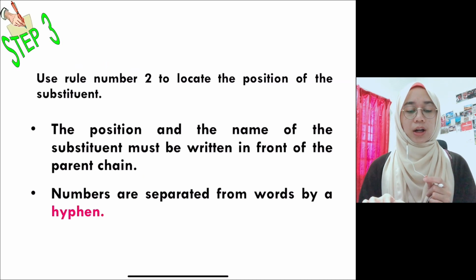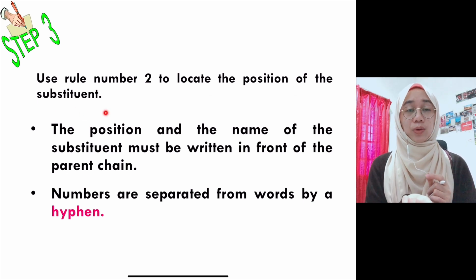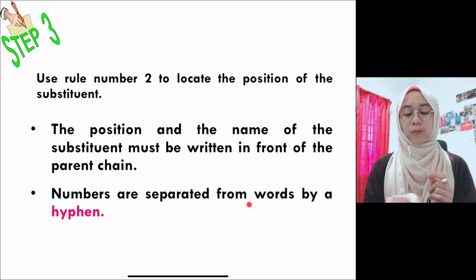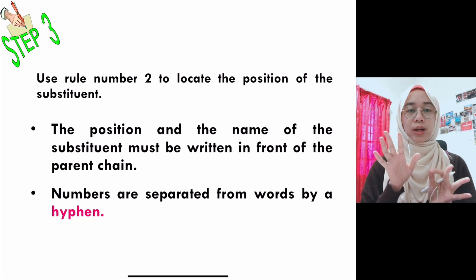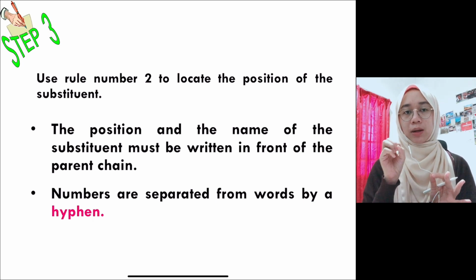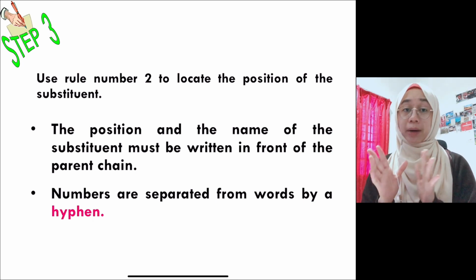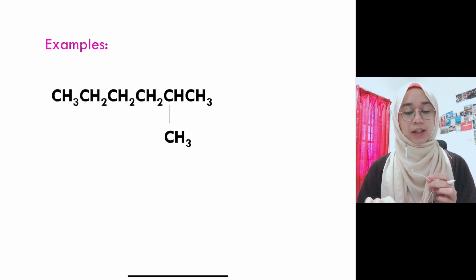And then now kamu nak kena guna rule nombor 2 tu tadi to locate the position of the substituent. Okay, the position and the name of the substituent must be written in the front of the parent chain. So numbers are separated from words by hyphen. Hyphen ni sengkang lah. Okay, so now guna step nombor 2 tu tadi to identify the position of your substituent, and nama substituent akan berada di bahagian hadapan parent. So parent tu tadi sebenarnya dekat bahagian belakang sekali nama dia. Okay, so for example yang ni tadi, kamu dah dapat identify that the substituent berada dekat carbon number 2.